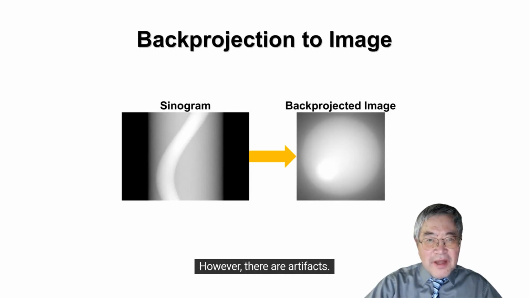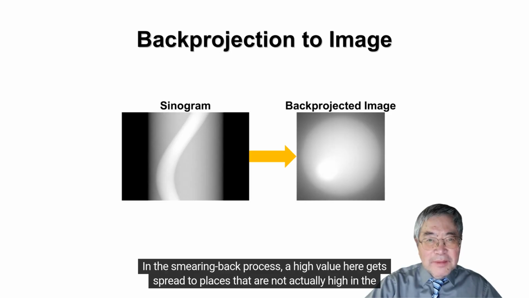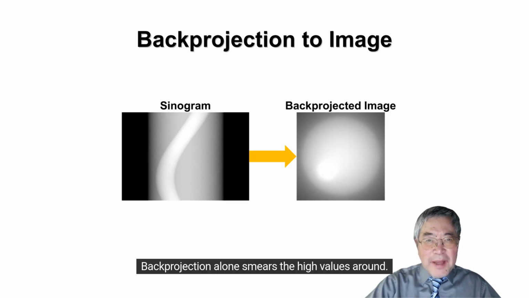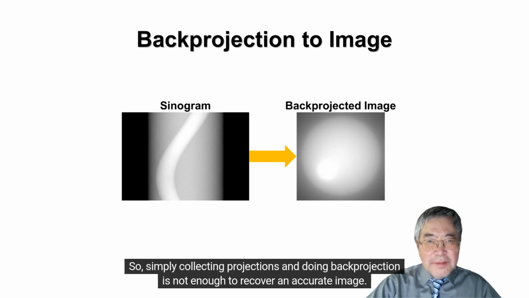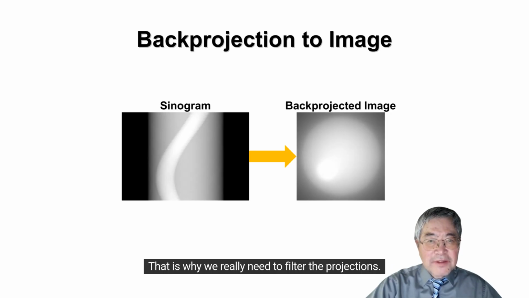However, there are artifacts. In the smearing back process, a high value here gets spread to places that are not actually high in the object. Back projection alone smears the high values around, so simply collecting projections and doing back projection is not enough to recover an accurate image. That is why we really need to filter the projections.